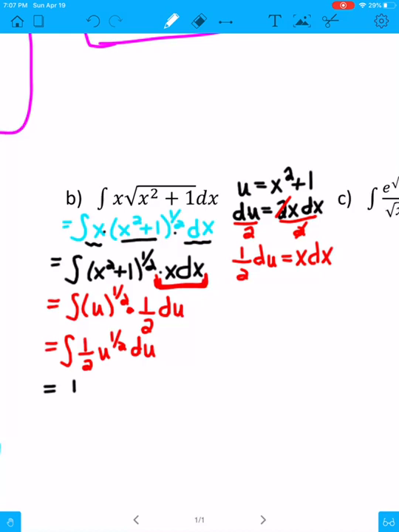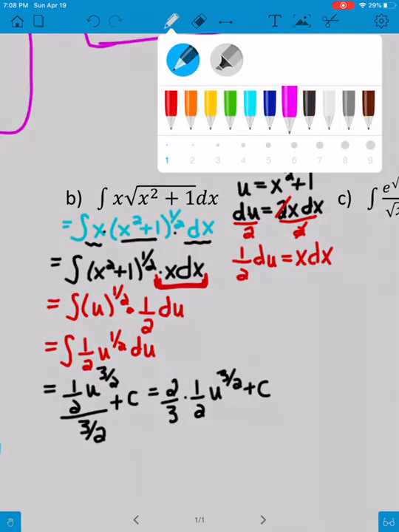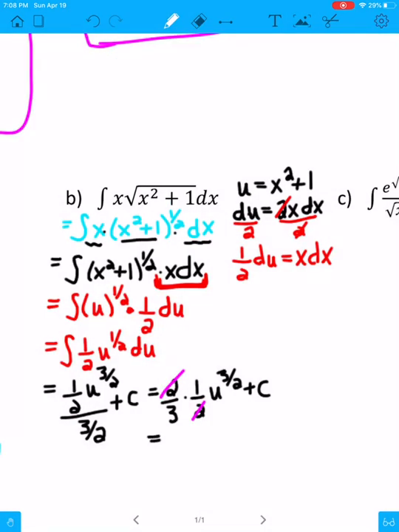So what do I do? I write the 1/2, I write the u, I raise the half by 1, so a half plus 1 is a half plus 2 over 2, so I get 3 over 2. And then I have to divide by 3 over 2. And then the du turns to a plus c. Now that's the same as, instead of dividing by 3 over 2, I'm going to multiply by 2 over 3, times the half. u to the 3 over 2 plus c. The 2's cancel, so I'm actually left with 1/3 u to the 3/2 plus c.